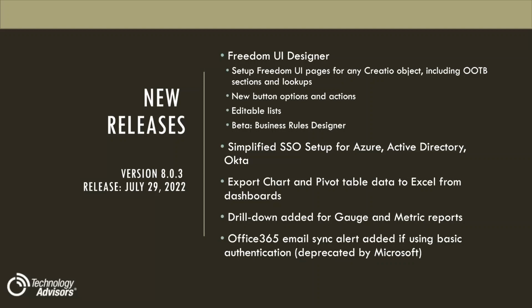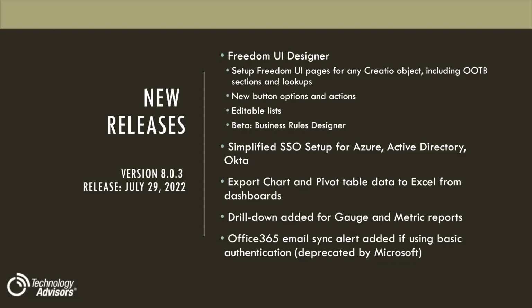They also added the ability to export chart and pivot table data to Excel from dashboards. That's specifically for homepage and Freedom UI pages, not for old dashboards. For your homepage or any of your Freedom UI dashboards, you can now export data from your chart and your pivot tables. And same with this next one, drill down. So also for homepage and Freedom UI dashboards, you can now use drill down with gauge and metrics reports, which you could never do before with dashboards.